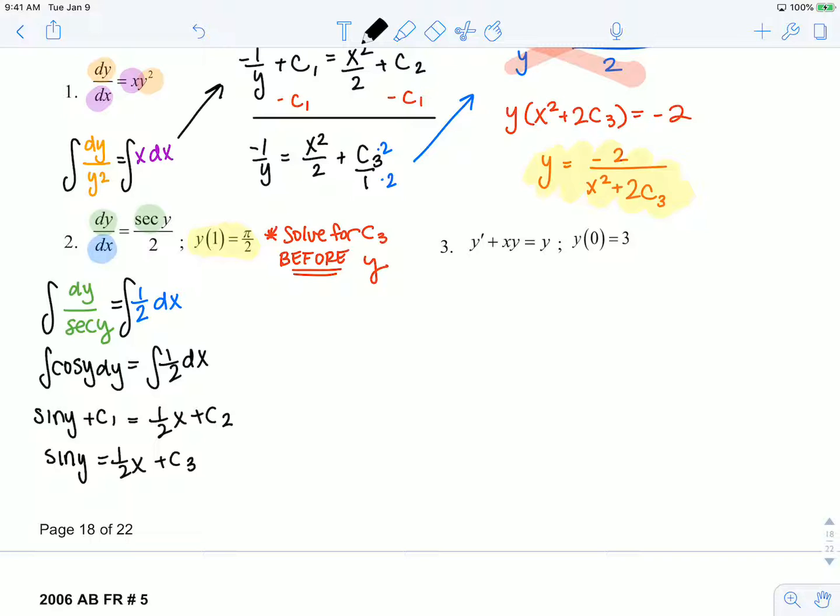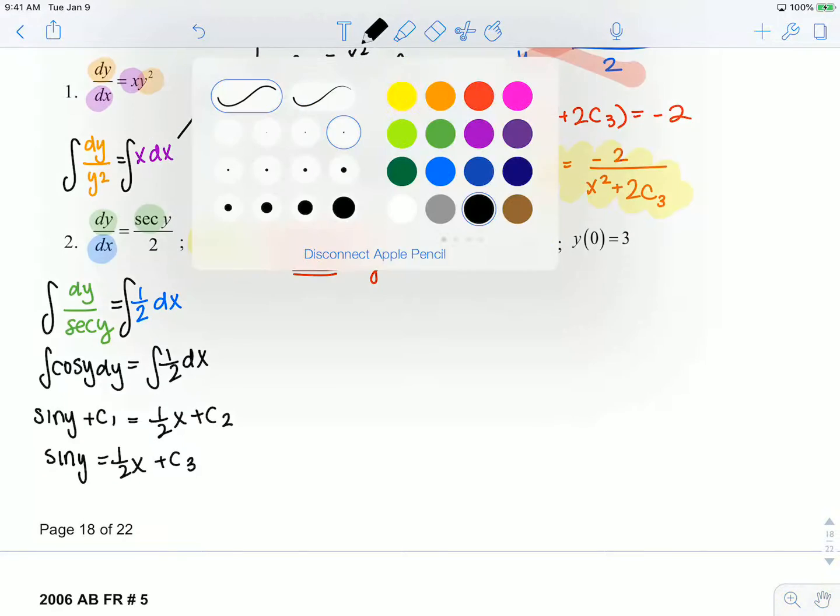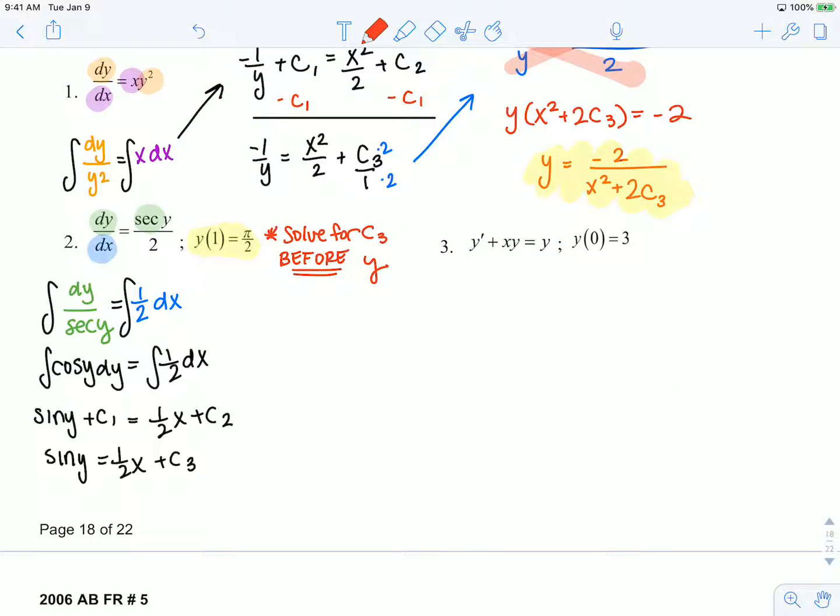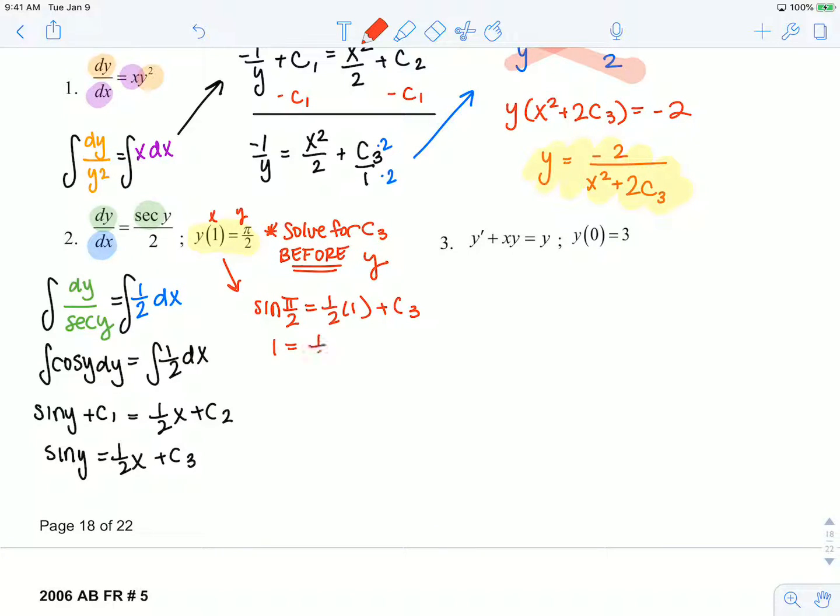So now remember, we need to solve for c3 before we solve for y. So now I'm going to use this initial condition. I know that x is 1, and that makes y pi over 2. So we have sine of pi over 2 equals 1/2 times 1 plus c3, or 1 equals 1/2 plus c3. So that makes c3 equal to 1/2.